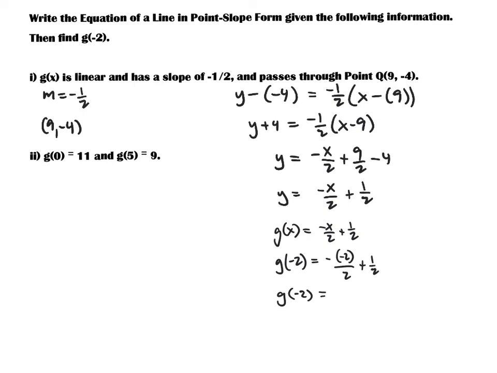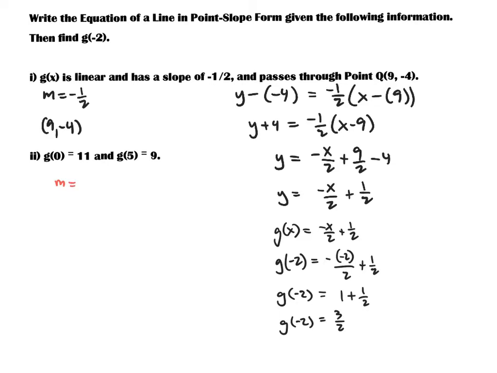So -2, -2 is a +2. +2 over 2 is 1. 1 plus 1/2 will end up being +3/2. Awesome. Okay, now in part 2 of this question, we're not given a slope. As you can see, I'm given g of 0 equals 11 and g of 5 equals 9. So it looks like I have to manufacture a slope.